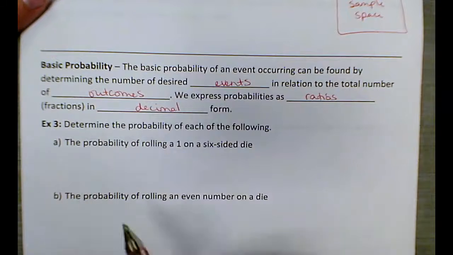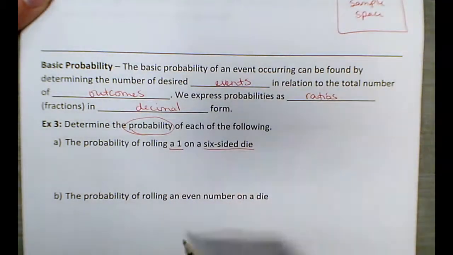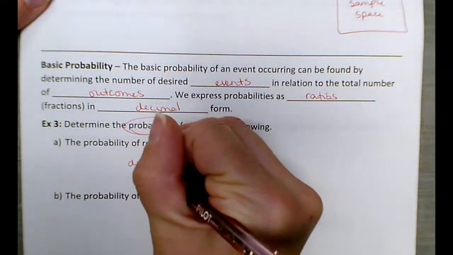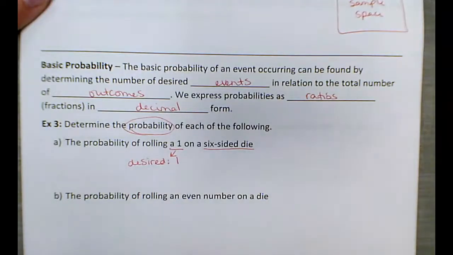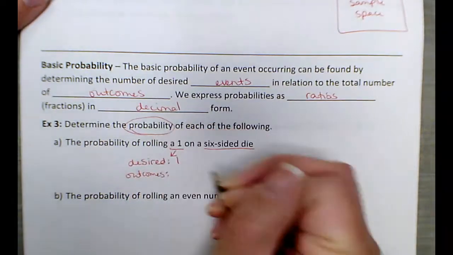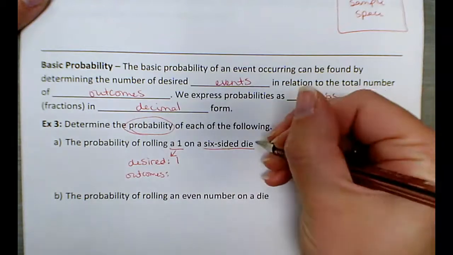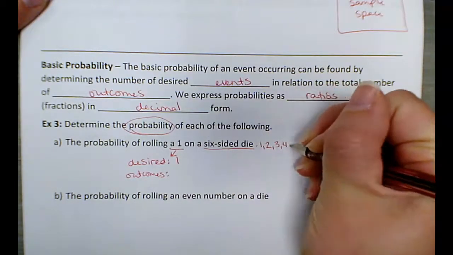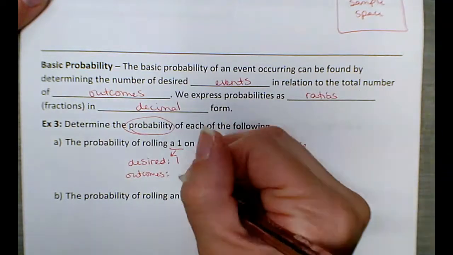So example 3, determine the probability of each of the following. I want to find the probability of rolling a 1 on a 6-sided die. So rolling a 1, that's my desired event. And there's only one 1 on the die. Now, the possible outcomes is how many outcomes you have on this 6-sided die. Well, on the 6-sided die, the possibility is 1 or 2 or 3 or 4 or 5 or 6. That's what you can roll on a die. And so there are 1, 2, 3, 4, 5, 6 outcomes.